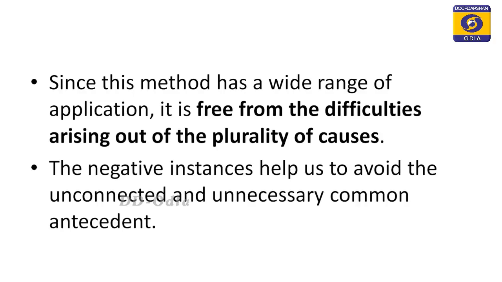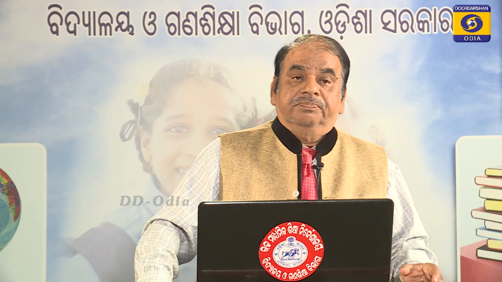Now, the negative instances help us to avoid the unconnected and unnecessary common antecedent. Sometimes this common antecedent misleads us in finding the causal relationship, but because we take the negative instances into account in this method, we have a safer way of reaching the causal relationship, and we can easily avoid the unnecessary elements.